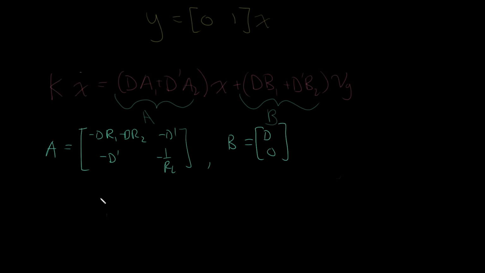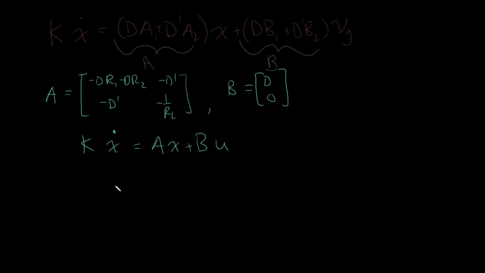If we think about it, we've actually written our equation in this form. K x dot is equal to Ax plus Bu. We've done it. This is our, let's put it down up here. This is our state space equation. How do we use this? Well, let's look a little closer.